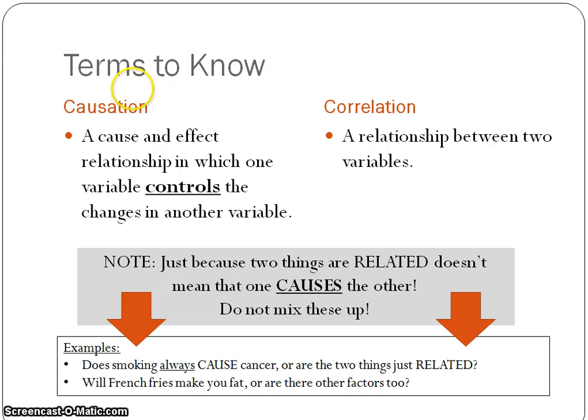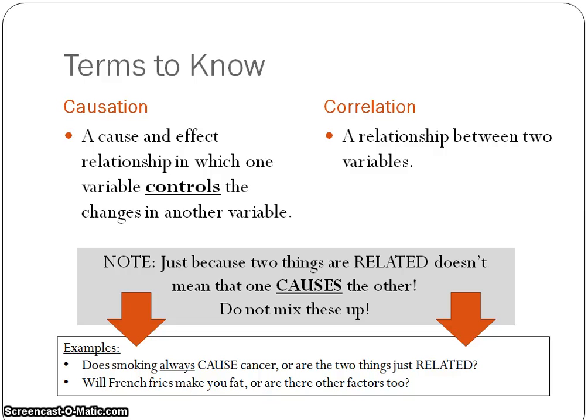Now finally, we need to talk about causation versus correlation. Causation is a cause and effect relationship in which one variable controls the changes in the other. So this is, again, simple cause and effect. Don't let the longer term causation confuse you. It just means cause and effect. A related term is correlation, which means there's just a relationship between two variables.